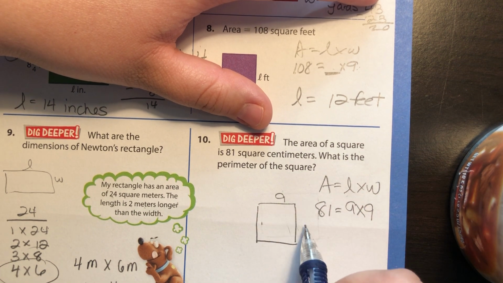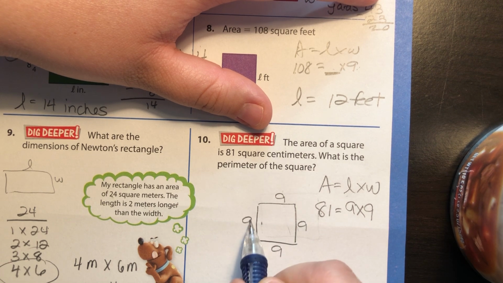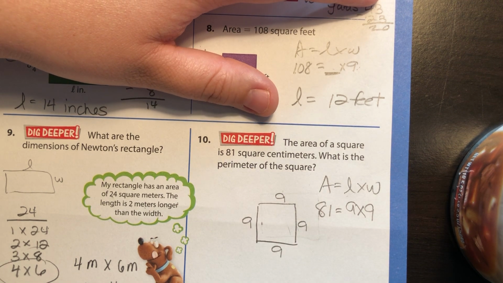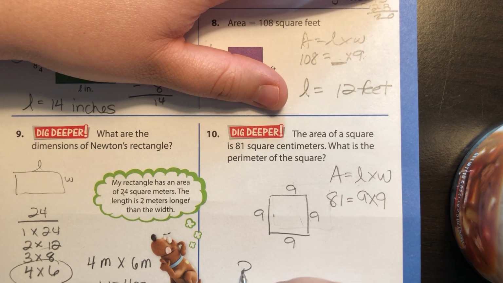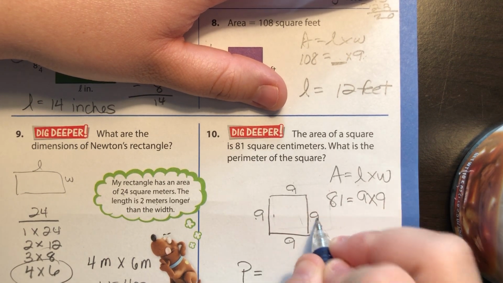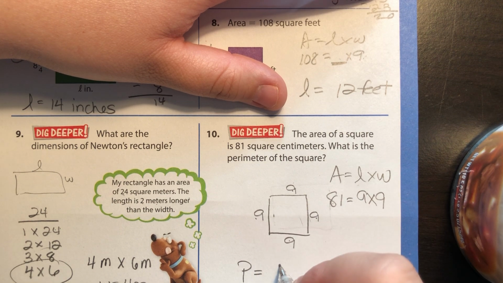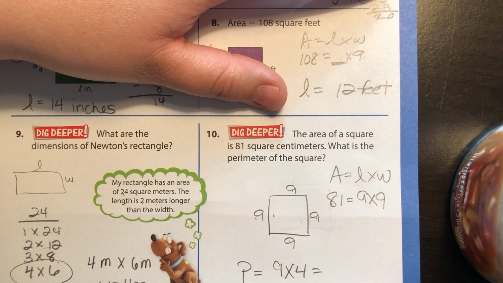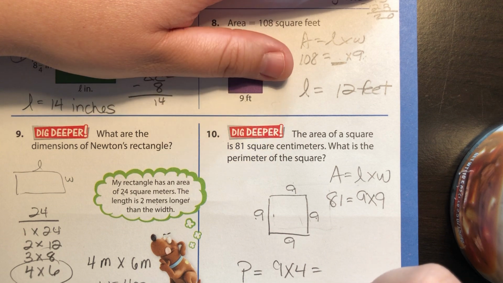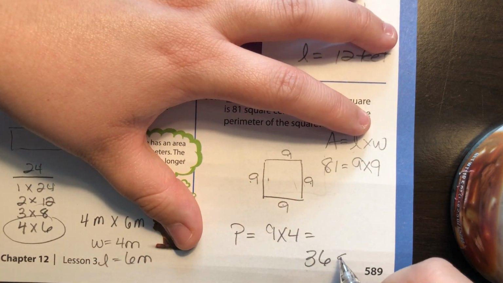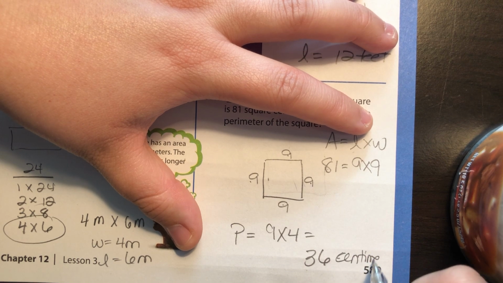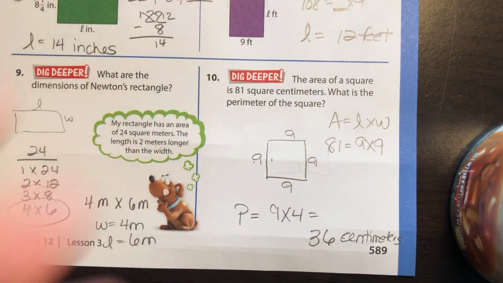So that means that each side here is 9. So in order to find the perimeter of the square, all I have to do is add up all those 9s. So the perimeter is 9 plus 9 plus 9 plus 9, also saying 9 times 4. So that would be 36 centimeters, not square centimeters, because this is a perimeter, not an area. There we go.